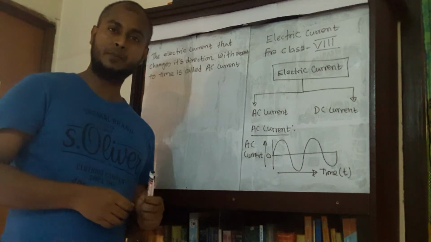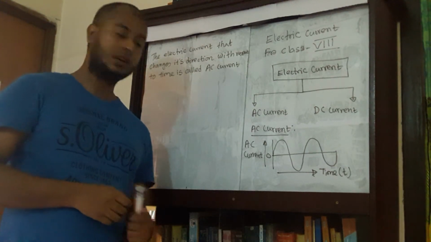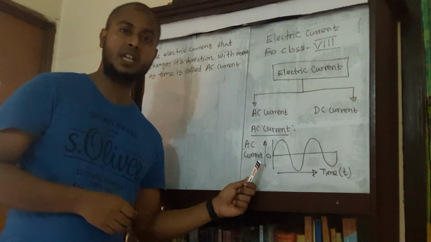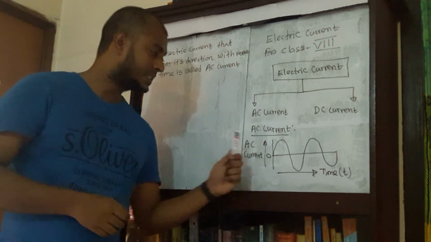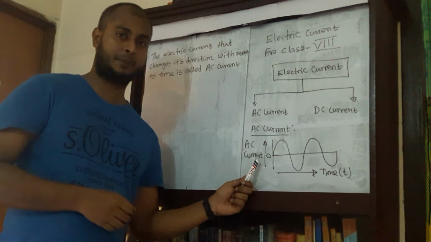In the case of the USA, it changes its direction 60 times in 1 second.